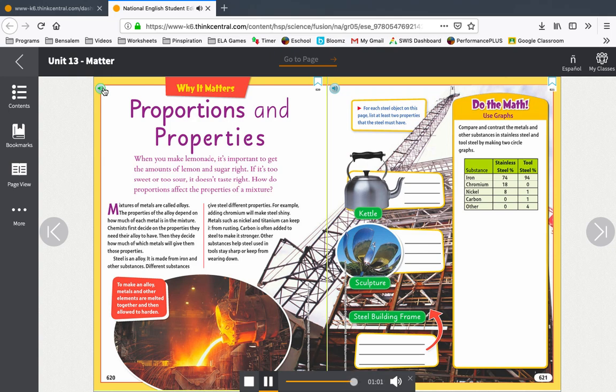To make an alloy, metals and other elements are melted together and then allowed to harden.